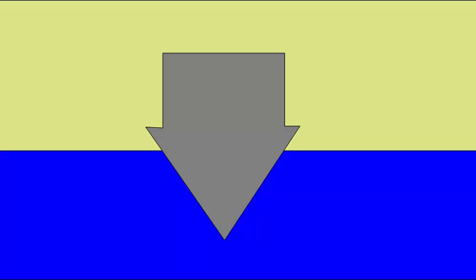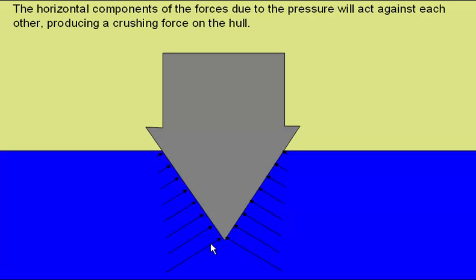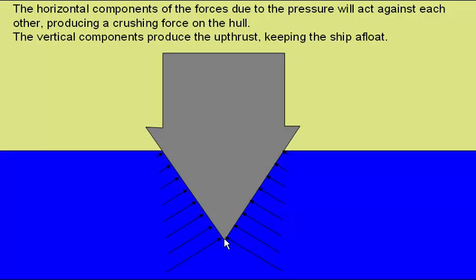Here we have the cross-section of a ship floating in the water, and the pressure will act against the surfaces of the ship like this, with the arrows increasing representing the increasing pressure as we go down. The horizontal components of the forces due to the pressure will act against each other. For example, the horizontal component of this force acting in this direction will be cancelled out by the horizontal component of this force acting in this direction. This will cause a crushing force on the hull. The hull will have to be designed to withstand this. However, the vertical components will produce the upthrust which keeps the ship afloat. So the vertical component of this force will be acting in this direction, pushing the ship up.